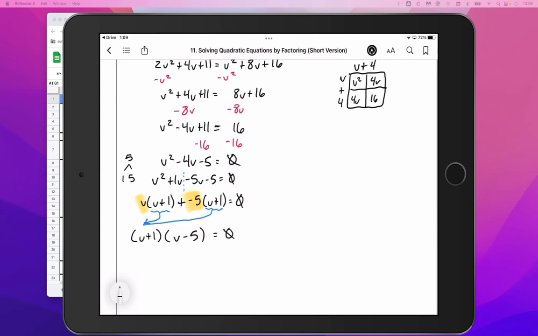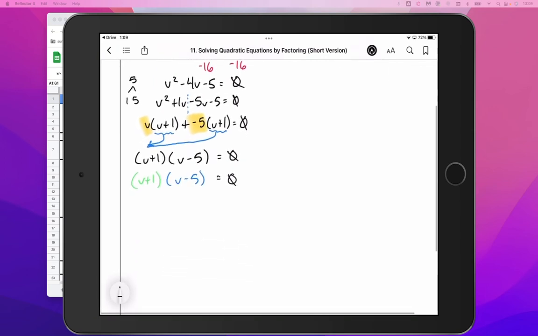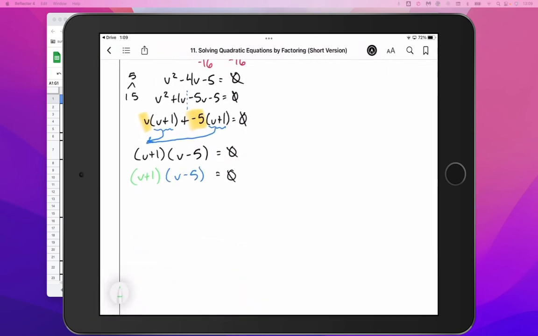Now, again, it's important to remember that we have two pieces there on the left. We have a v plus 1, and we have a v minus 5. They are being multiplied together, so if v plus 1 was to be 0, that would make the whole left side 0. And if v minus 5 was to be 0, that would make the whole left side 0 as well. So we need to see what is it that makes v plus 1 equal to 0, and what is it that makes v minus 5 equal to 0.